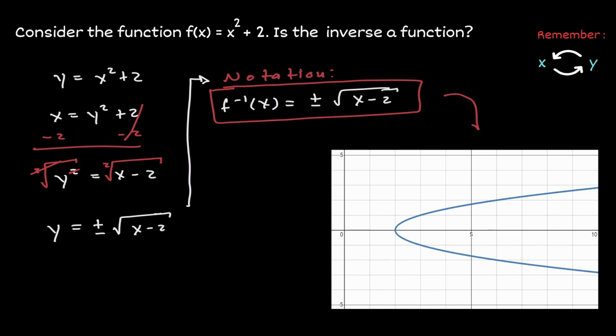So here at the bottom, we have the graph of the inverse function, plus or minus the square root of x minus 2. And the first thing that I notice is that this function does not pass the vertical line test. Notice that if we draw a vertical line on this function, we are intersecting the graph at two different locations. Therefore, the inverse cannot be classified as a function.